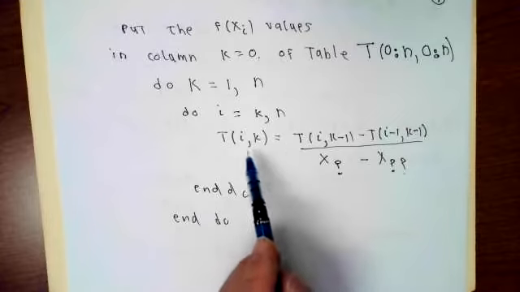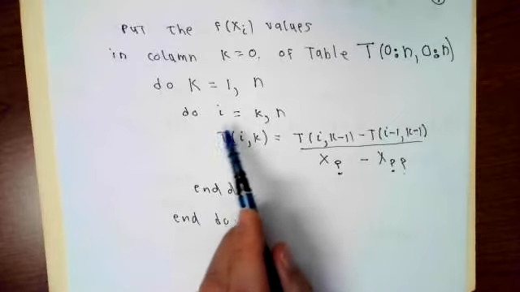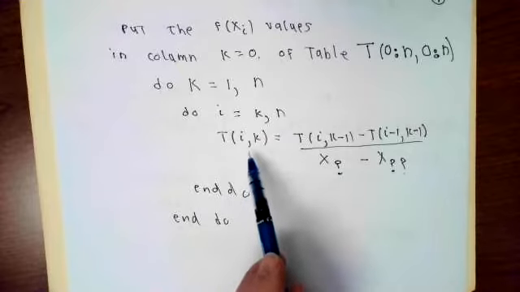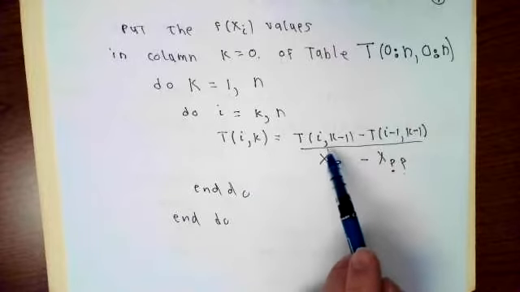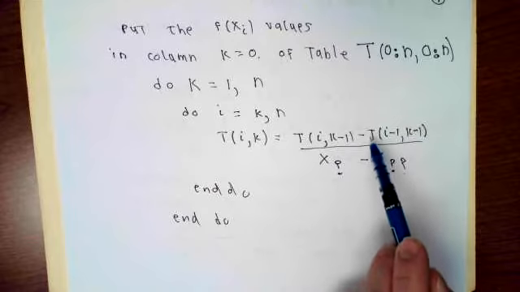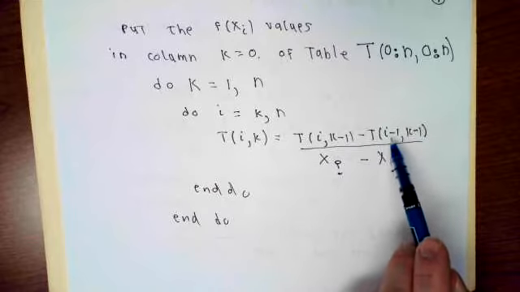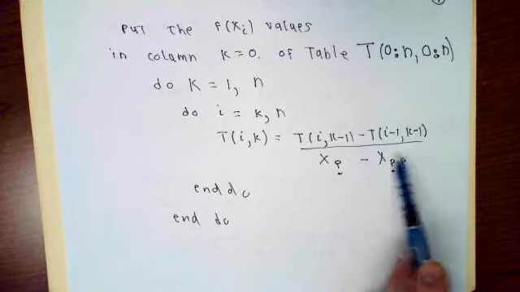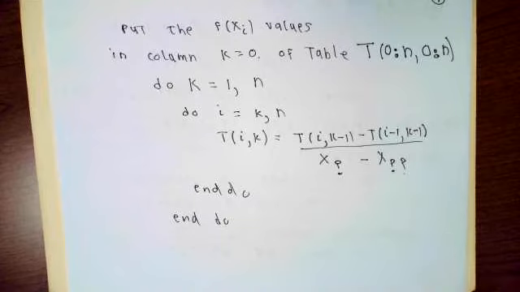I'll have, for each I going from k to n, so I is the bigger one, the number in row I, column k is going to be the number in row I, column k minus 1, minus the number that's in row I minus 1, column k minus 1, divided by the difference of two of the x values. I have to be careful to index those x values correctly.